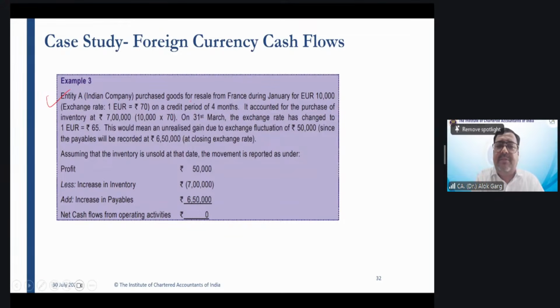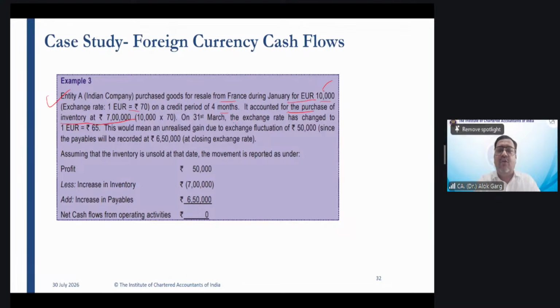Entity A, an Indian company, purchases goods for resale from France during January for 10,000 euro. Exchange rate was 70 on a credit period of 4 months. The Indian company purchases goods, meaning inventory account debit to foreign supplier account. So 10,000 euro multiplied by 70 rupee is 7 lakh rupee. It accounted for the purchase of inventory at 7 lakh rupee.